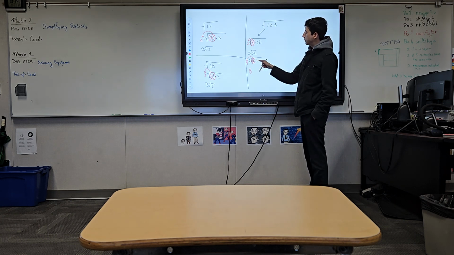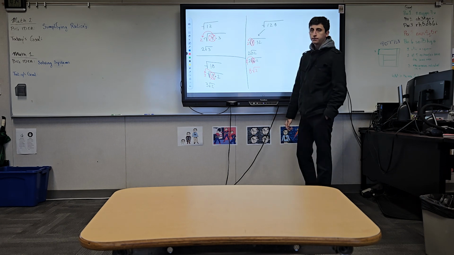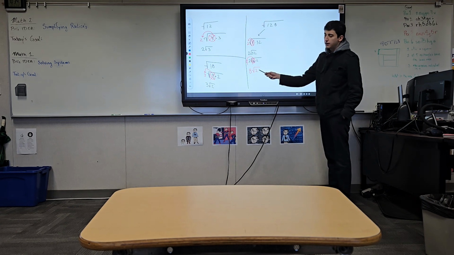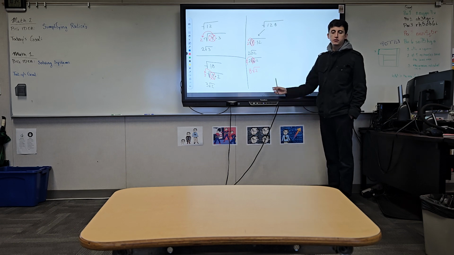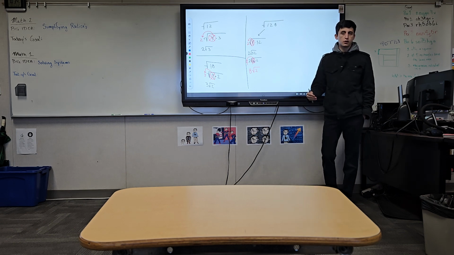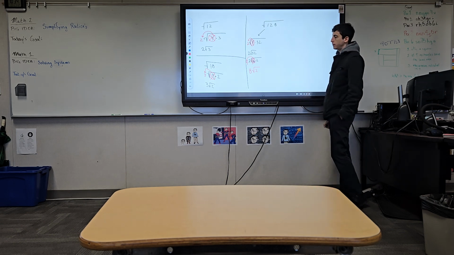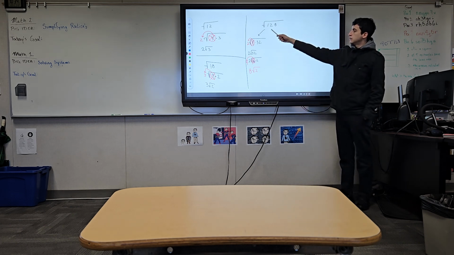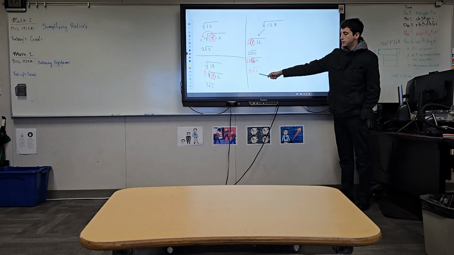And on the inside of the radical, the only thing left over is just this 2. So you have 8 root 2. And the 2 can't be further simplified because there are no factors that are squares that can factor the 2. So that's one option. Okay, that's the answer.